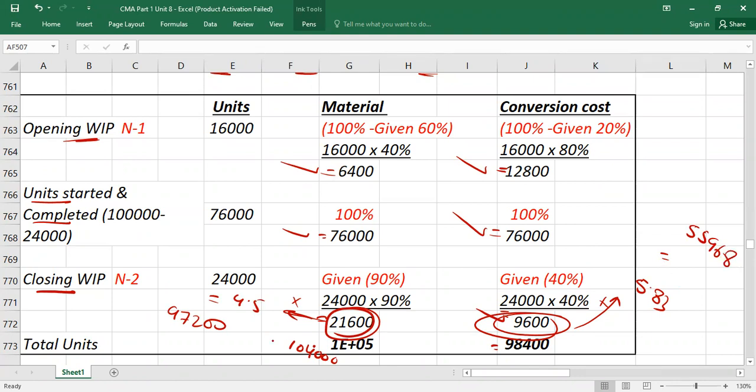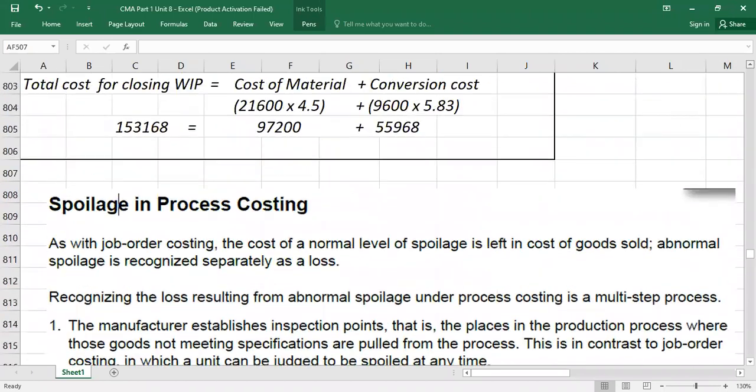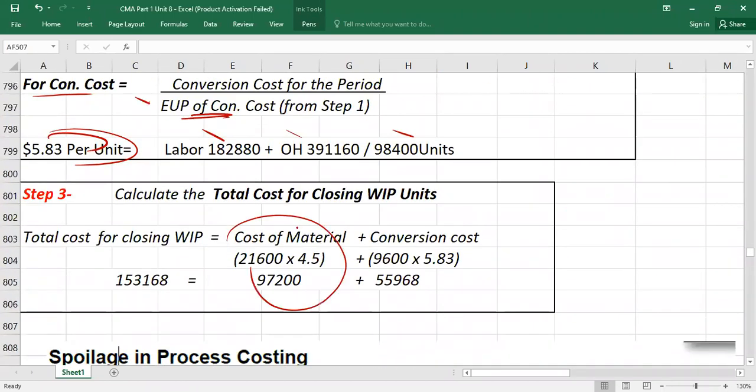960. If I add these two, this will give me total cost, right or wrong? If you add these two, it will give you this much value. It's all there. This is material cost. This is conversion cost. This will become your total cost. This is your answer. Understood?